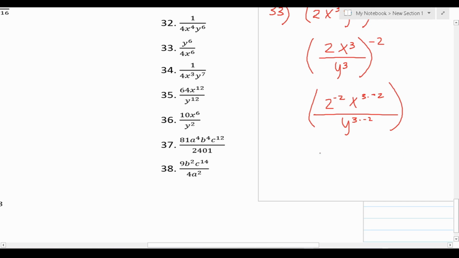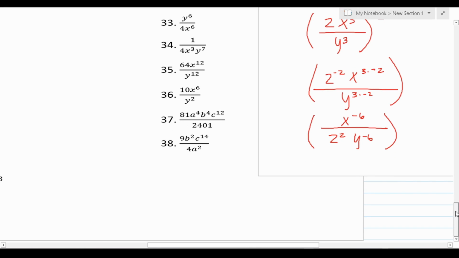All right, so now we're just going to simplify. This is 2 to the negative 2. And as I said, we can't leave negatives in the exponents. So in order to make this negative 2 positive, we're going to shift it down into the denominator, which is going to become 2 squared. In this case, we have x to the 3 times negative 2, which is negative 6. And down here we have y to the 3 times negative 2, which is y to the negative 6. Again, that's all in parentheses.